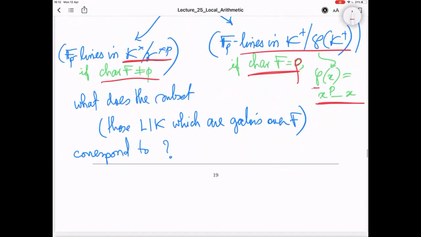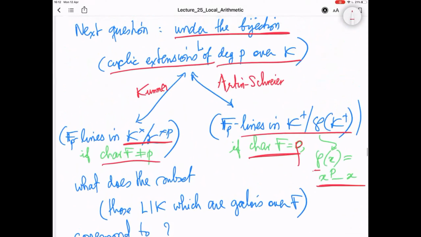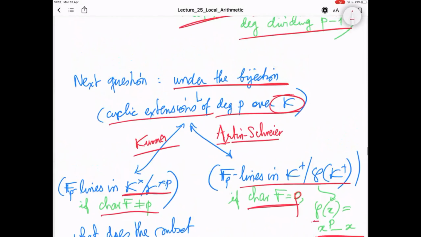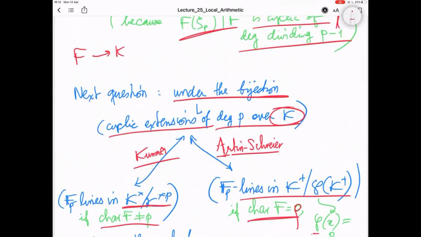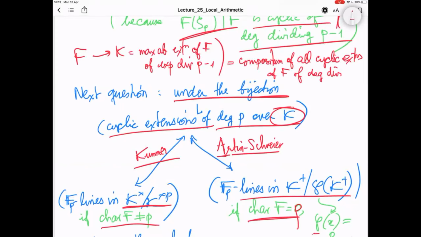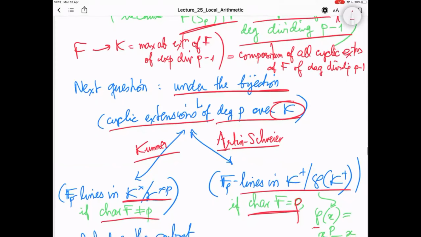Now this is Kummer theory or Artin-Schreier theory applied to the field K. But now this K is obtained from F by adjoining, it's the maximal abelian extension of F of exponent dividing p minus 1, which is the same as the compositum of all cyclic extensions of F of degree dividing p minus 1. That's what K is now.